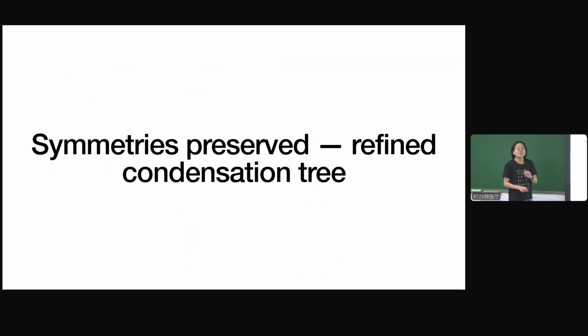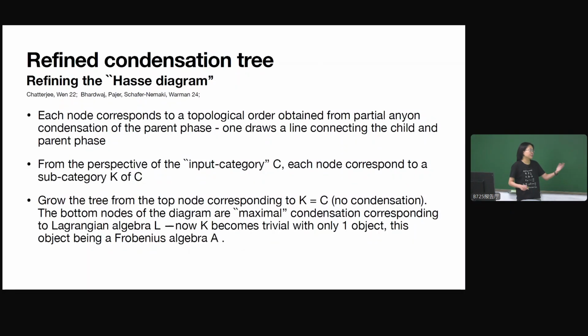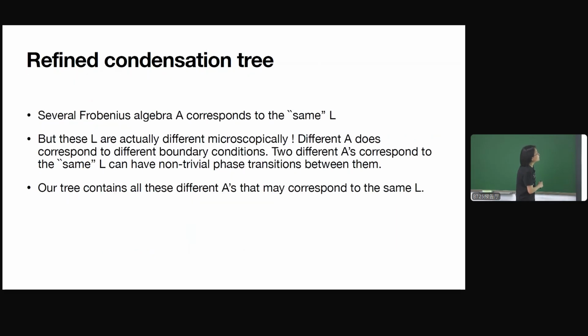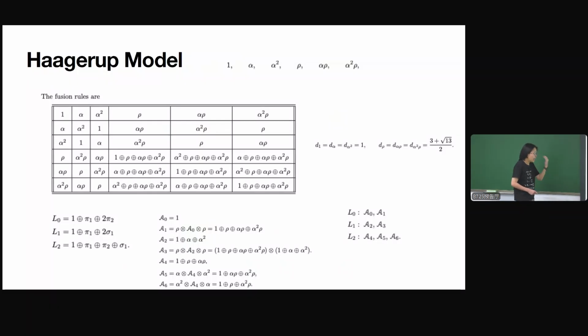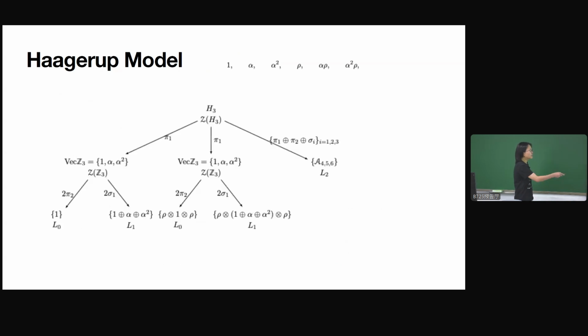So finally, I'm already running out of time, but let's use our method to create new models that people have never seen. The new set of models that we are looking into is based on the so-called Haagerup TQFT. The Haagerup TQFT contains these objects. They have these fusion rules. The important thing is it has 7 different Frobenius algebras. We computed these, and then we can draw the condensation tree. Now we can take these Frobenius algebras, compute with them, and try to construct phase transition points.